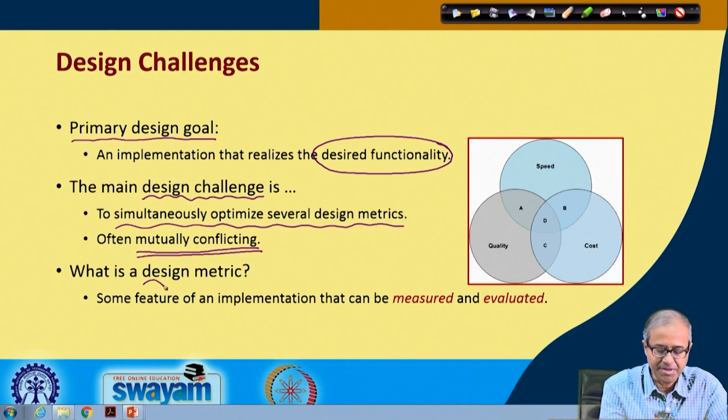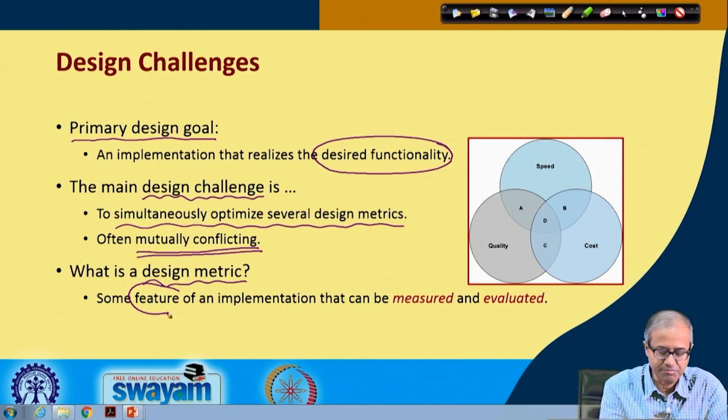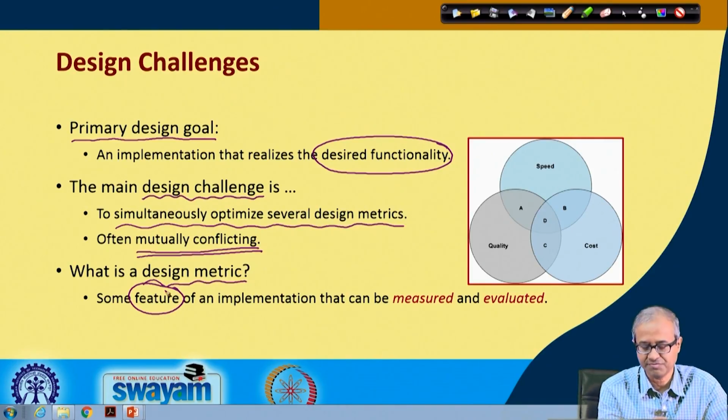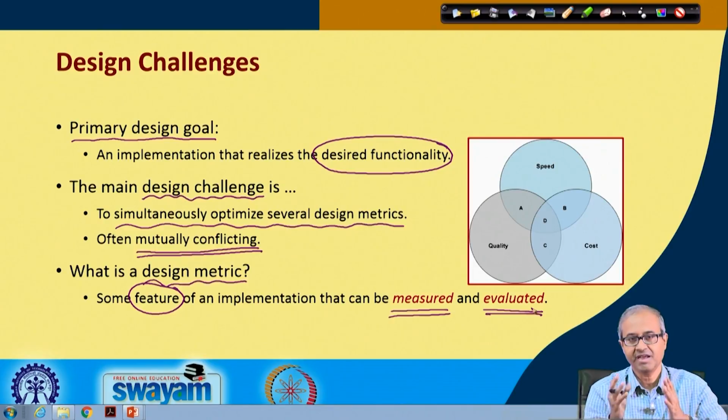Now, this design metric, whatever we say, it is some feature of the implementation. We shall be talking about some of them which can be quantified. That means you can measure them in some way. Like, for example, cost. Well, cost is easy to measure. I can say this much rupees or this much dollars. That is a method of quantifying the cost. Similarly, with this measurement and evaluation, you can compare two alternatives. You can say which one is better than the other.